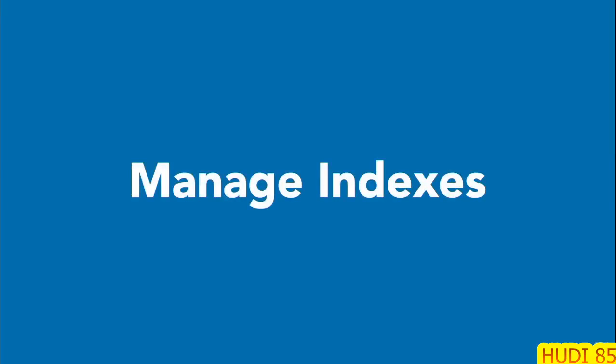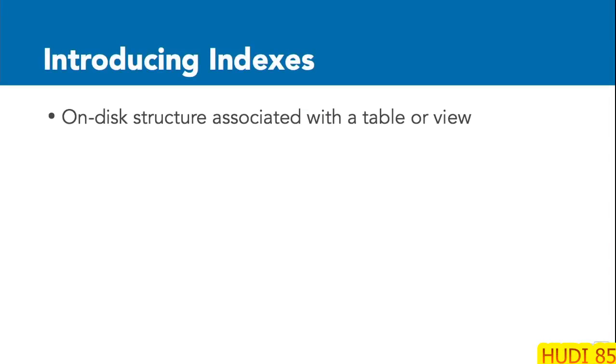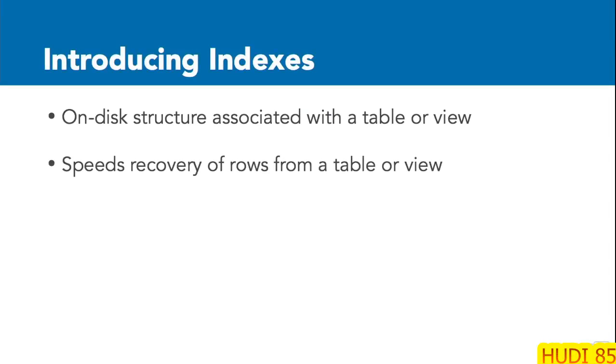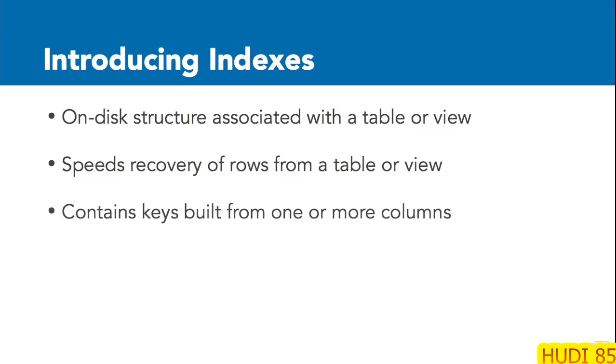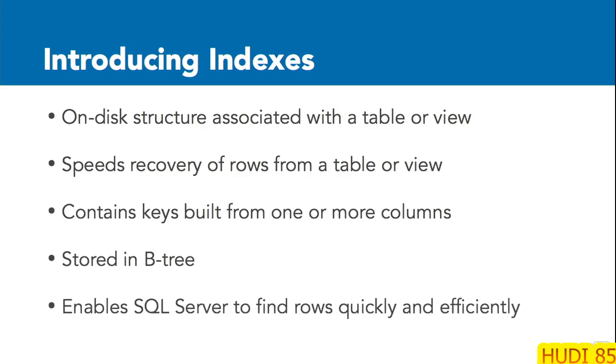In this video, we'll discuss the purpose and use of indexes in a SQL Server database. An index is essentially an on-disk structure that is associated with a table or a view, and it helps to speed the retrieval of rows from that table or view. In order to do so, it contains keys that are built from typically one or more columns within the table or the view itself. Now, these keys are stored in a structure, typically a B tree, that enables SQL Server to actually find the rows and associated data with the keys quickly and efficiently.